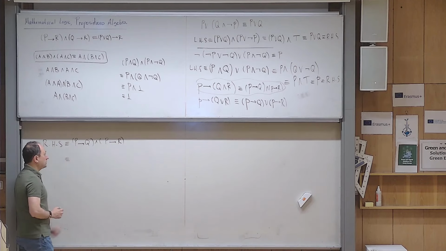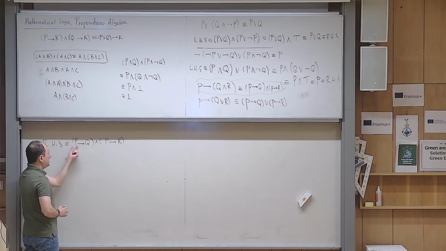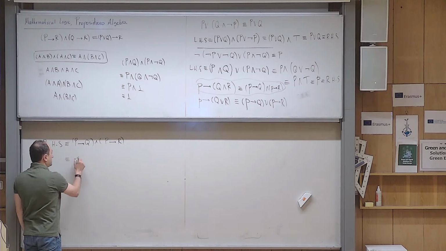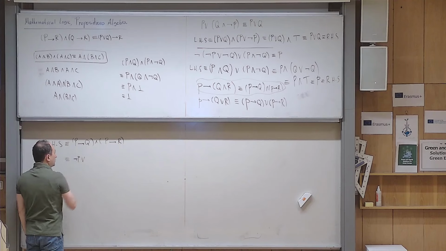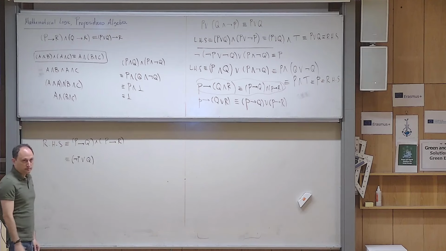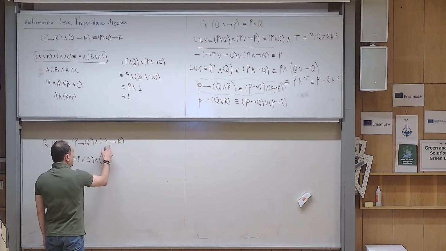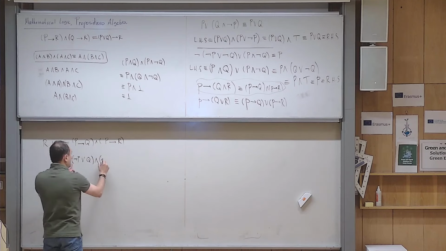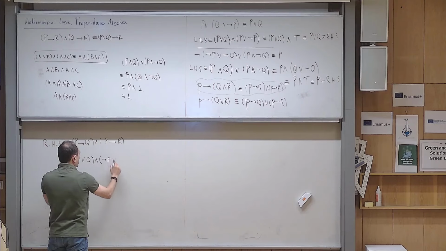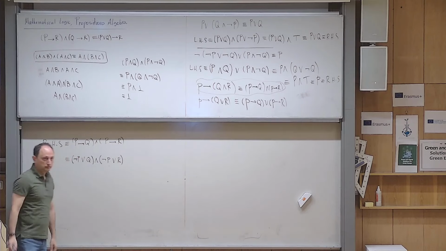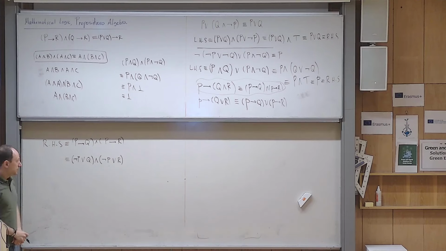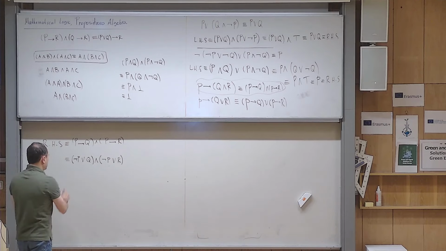So what can I write about this? I take this one and negate it. You remember? And I transform this into or, and then keep Q the same. And I can do the same thing here. So it becomes not P or R. So that's possible. But then what can I do?